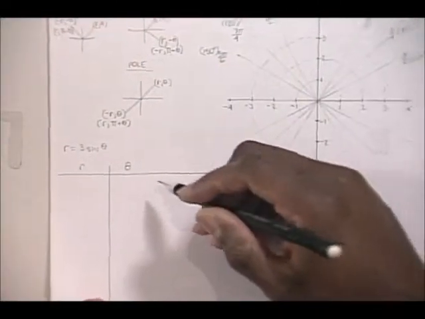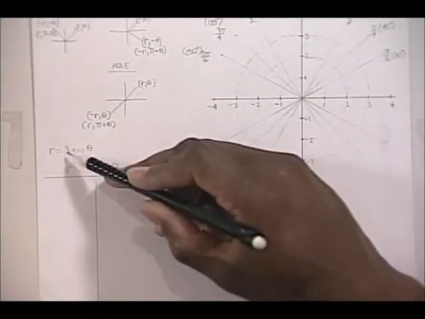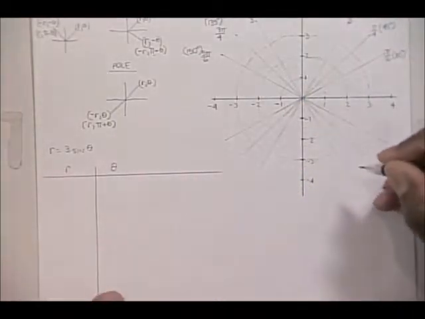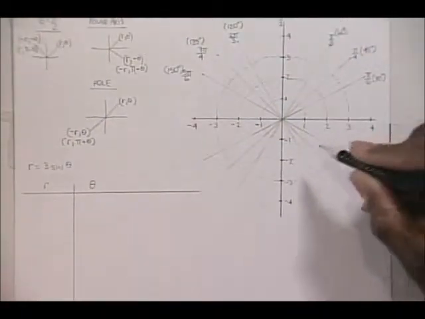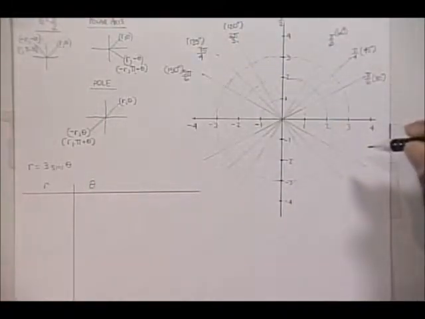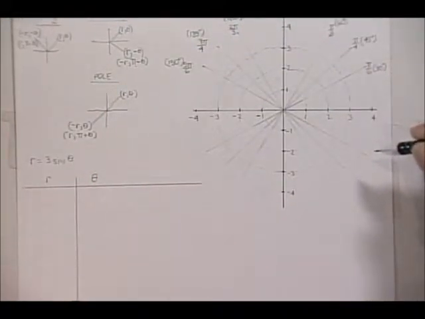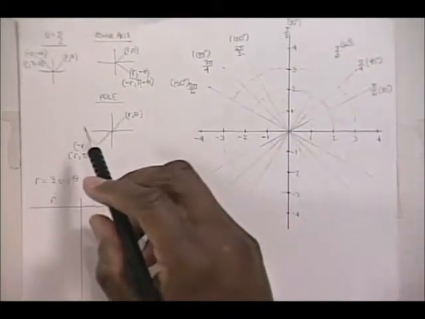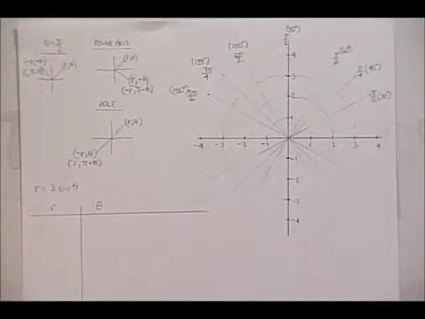All right, so what we want to do is graph r is equal to sine theta. R is equal to sine theta is a polar equation that we will graph on this polar coordinate axis here, polar axis here. So let's do that by acknowledging first the symmetry.